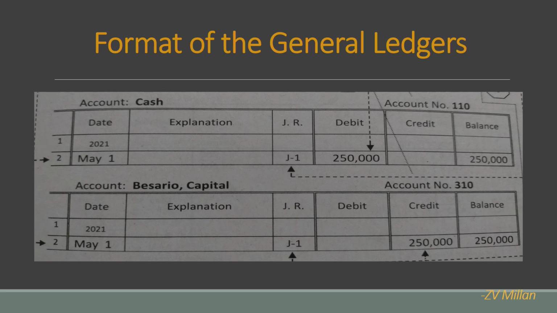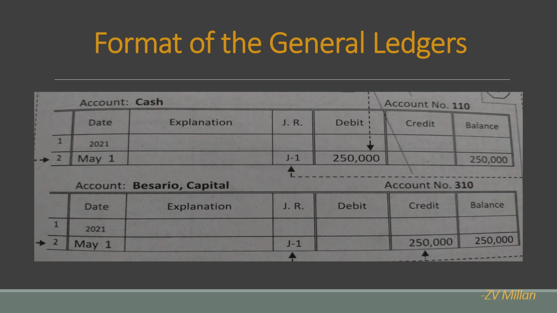So we also transfer the page number from the journal to the journal reference column of the ledgers. Once that we already posted a specific transaction or entry in the general ledger, we transfer the journal reference in the journal reference section of the ledger. So kapag na-post na natin yung specific transactions or journal entries from the journals to ledgers, saka lang natin nilalagay yung journal reference sa journal or JR column in the general ledger.